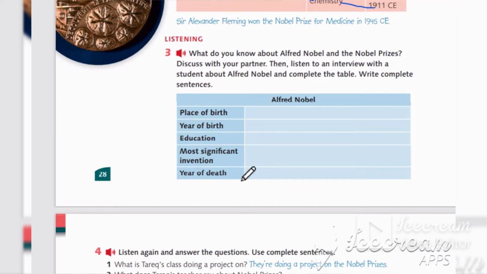He was very wealthy, and when he died in 1896 CE, he left over $9 million for annual prizes in 5 fields: literature, physics, chemistry, medicine, and peace.